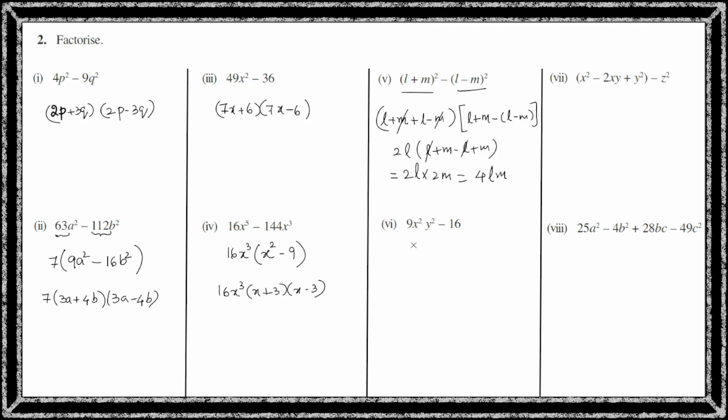So let's move on. Sixth question, I have 9x square y square, which is a perfect square, and 16 is also a perfect square. So 3xy plus 4 and 3xy minus 4. That's it. So that is my answer.